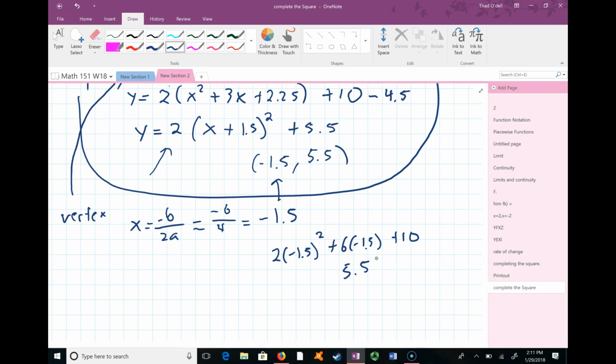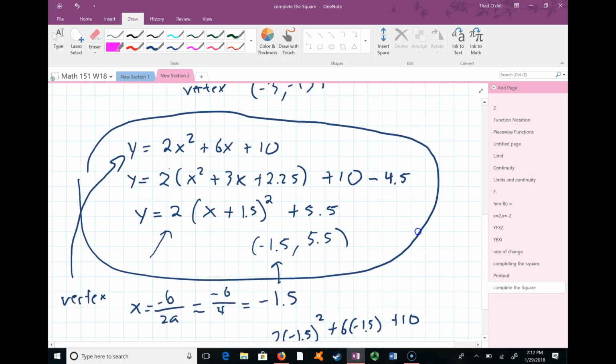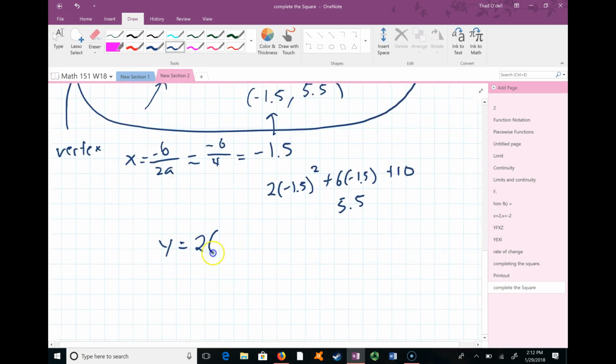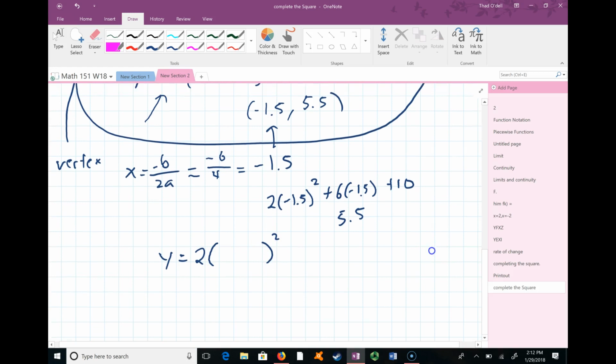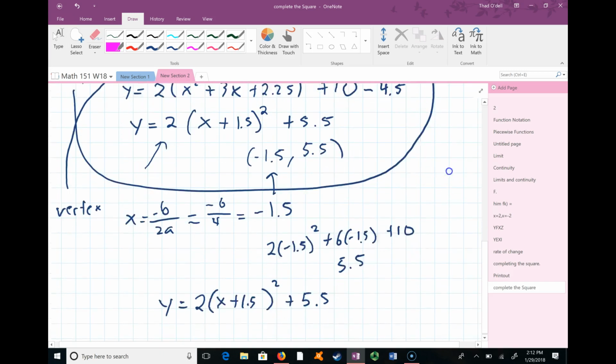So even if I hadn't completed the square, I could write this in vertex form, because I know in standard form the 2 that I see out there is also the stretch factor. So I know this would be 2 times something squared. And since I just found the x-coordinate of the vertex, this would have to be x plus 1.5. And I found the y-coordinate of the vertex, so it'd have to be plus 5.5. So it is possible to come up with the vertex form without going through the process of completing the square. And there you have it.